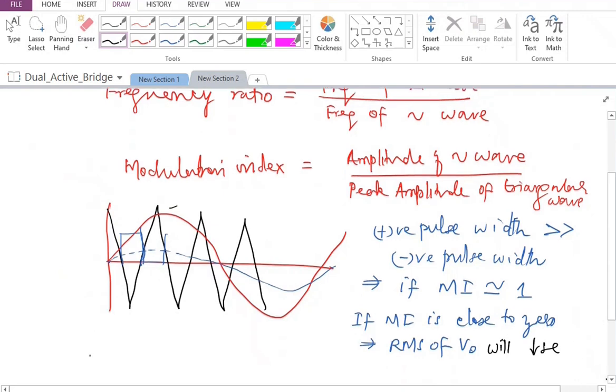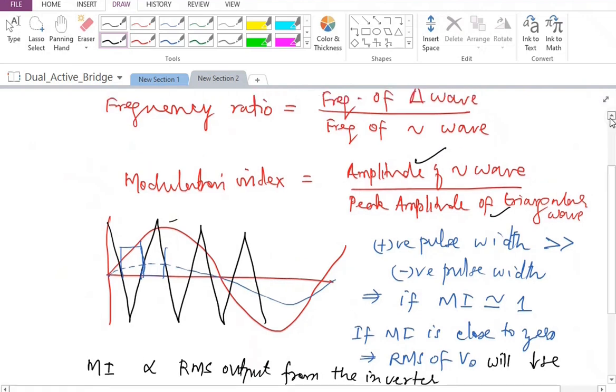So I would say, in one sense, the modulation index, which is defined as the ratio of the peak amplitude of the sine wave to the peak amplitude of the triangular wave, is proportional to the RMS output from the inverter. If I have a good modulation index close to 1, I'm going to get the RMS value to be quite high. If not, it is going to be low.